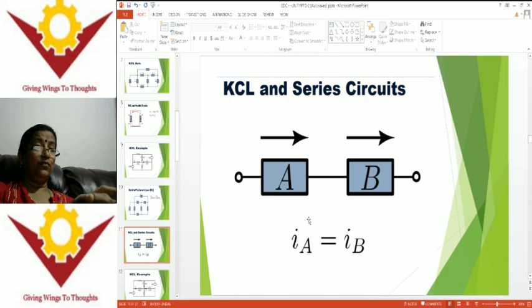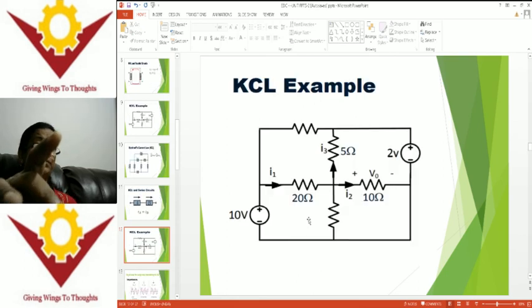The amount of voltage across parallel connection of components should be the same. So that point you should remember: how the current is the same in case of series, how the voltage is the same in case of parallel connection of components.